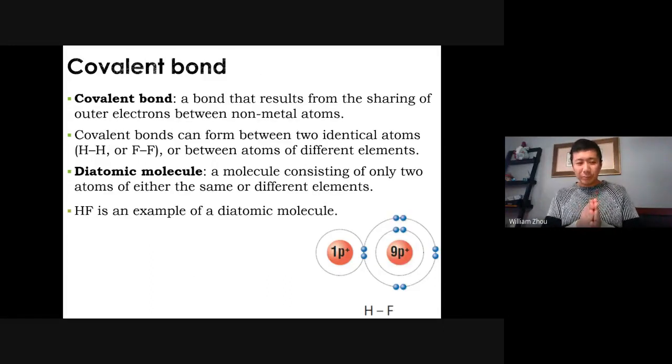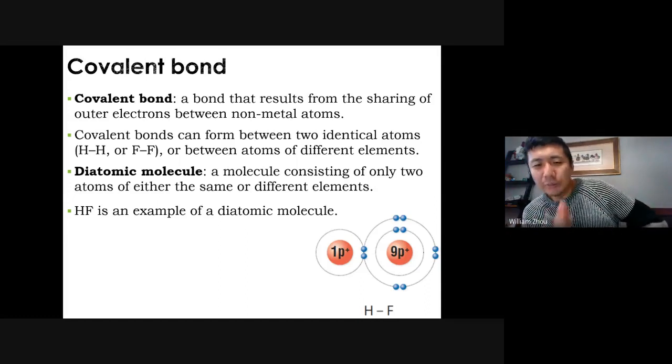Okay. So a covalent bond is different from a molecule. This is the bond that we're talking about, the bond that holds the molecules together. Just like ionic bonds and ionic compounds, it's a little bit different.